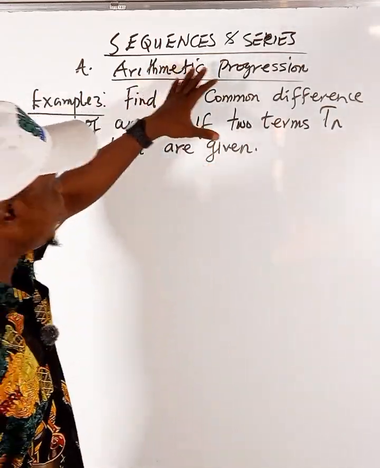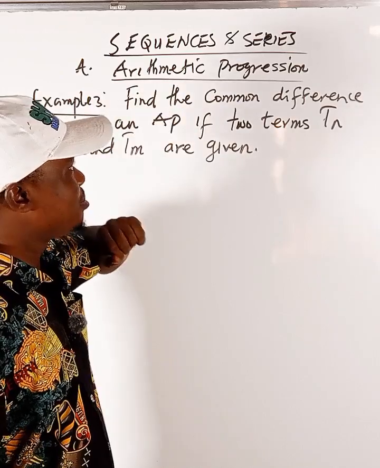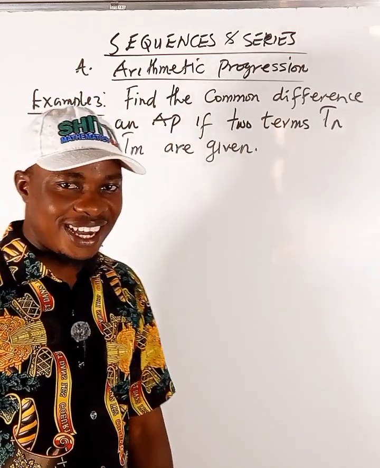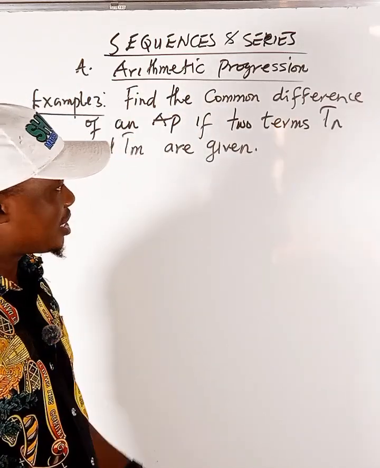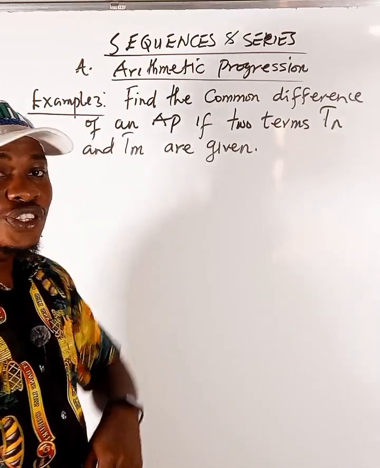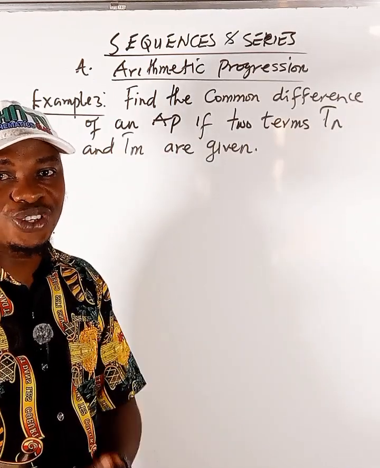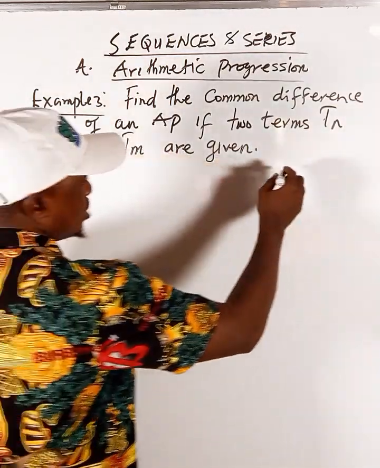So we are still under sequences and series, and this is arithmetic progression. Now let's look at this question on the screen. Look at it, and if you can solve it, solve it and let's see what you're going to have. So let me start from here.